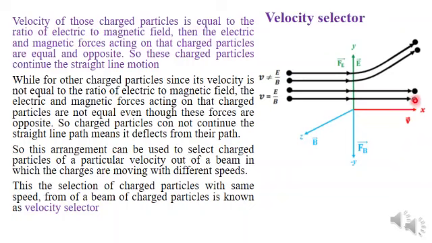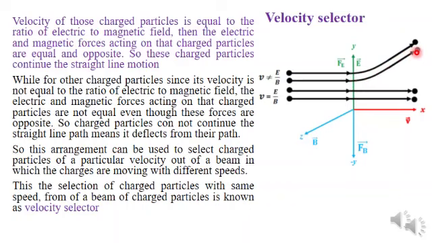While for other charged particles, since the velocity is not equal to the ratio of electric to magnetic field, the electric and magnetic forces acting on those charged particles are not equal even though they are opposite. So, those charged particles cannot continue the straight line path, meaning they deflect from their position.